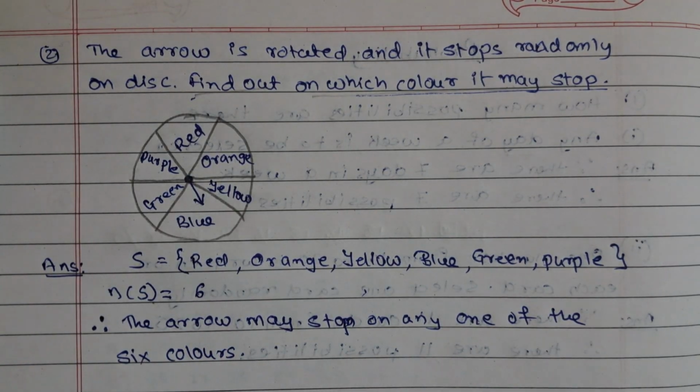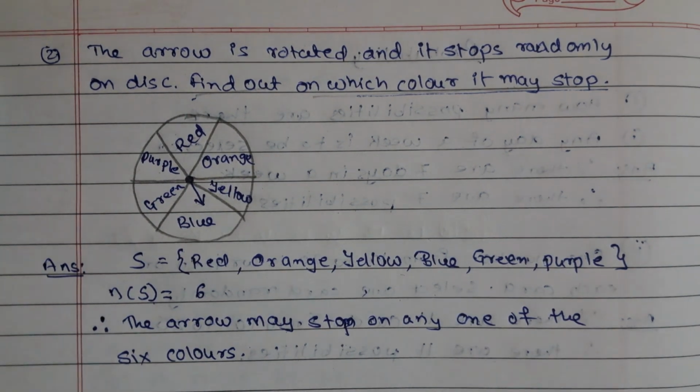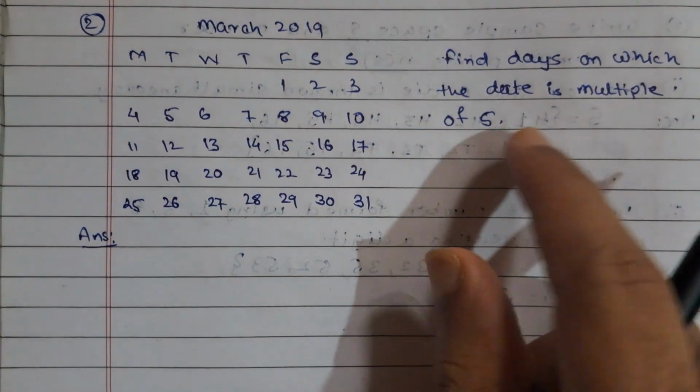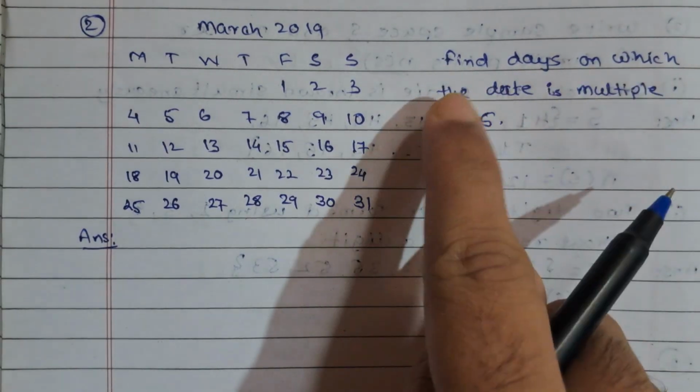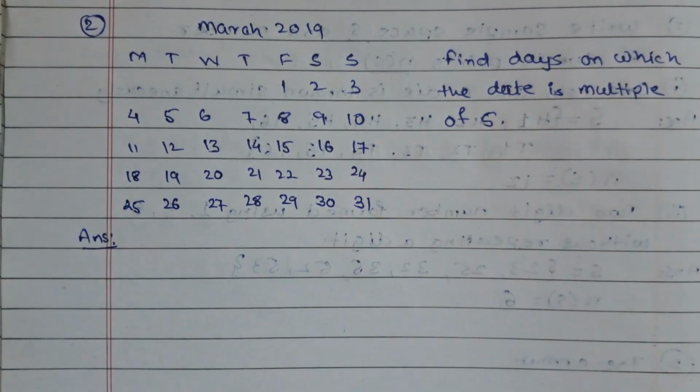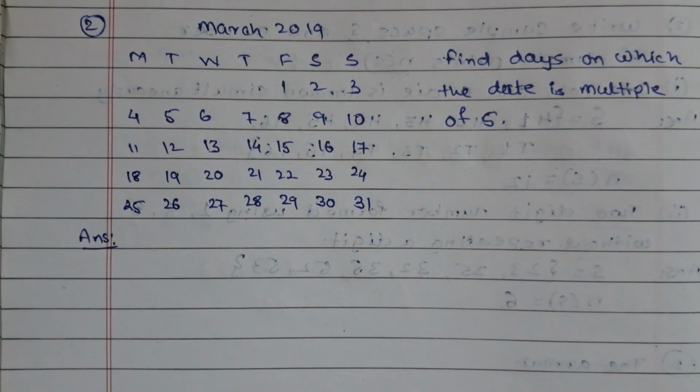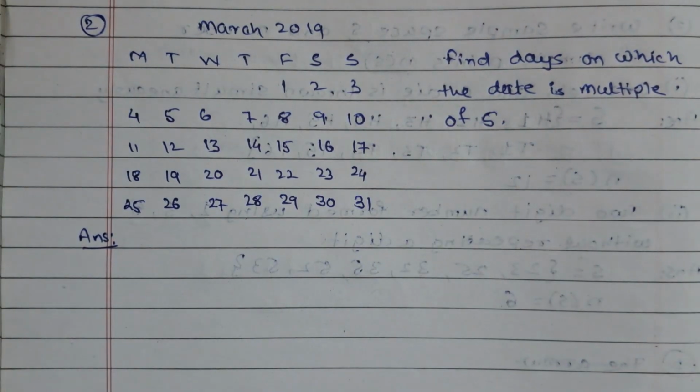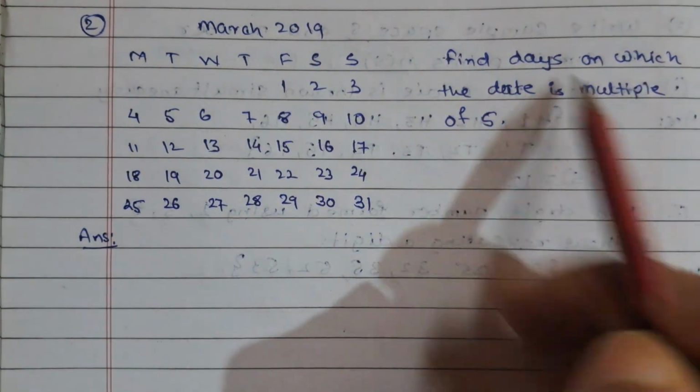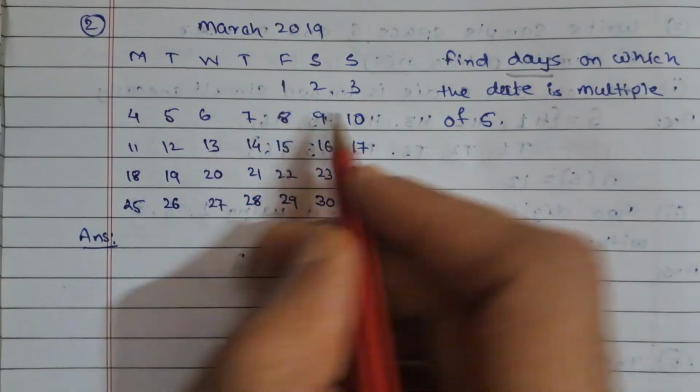Simple as that. That's it. Let's see another example. So this question says find days on which the date is multiple of 5. So there is a calendar given in front of me. I need to find the days. Okay, so when I say days, it is nothing else but Monday to Sunday, or Sunday to Saturday.